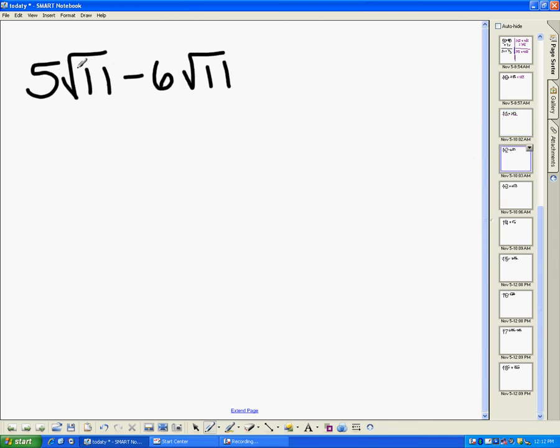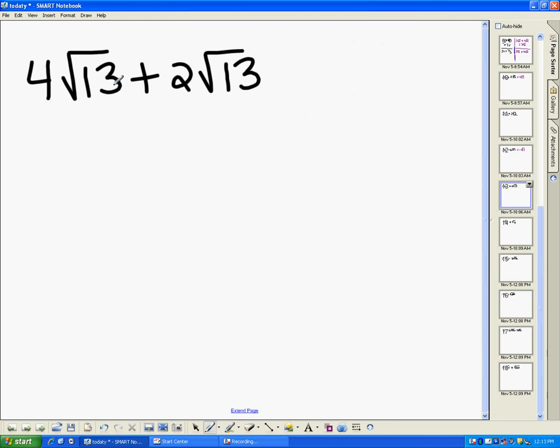5 square root of 11 minus 6 square root of 11 is equal to negative 1 square root of 11, because 5 minus 6 is negative 1, and we don't need to put that 1 there because it's kind of like invisible, because 1 times square root of 11 is still square root of 11. We don't need to put that 1 there. 4 square root of 13 plus 2 square root of 13 is equal to 6 square root of 13.